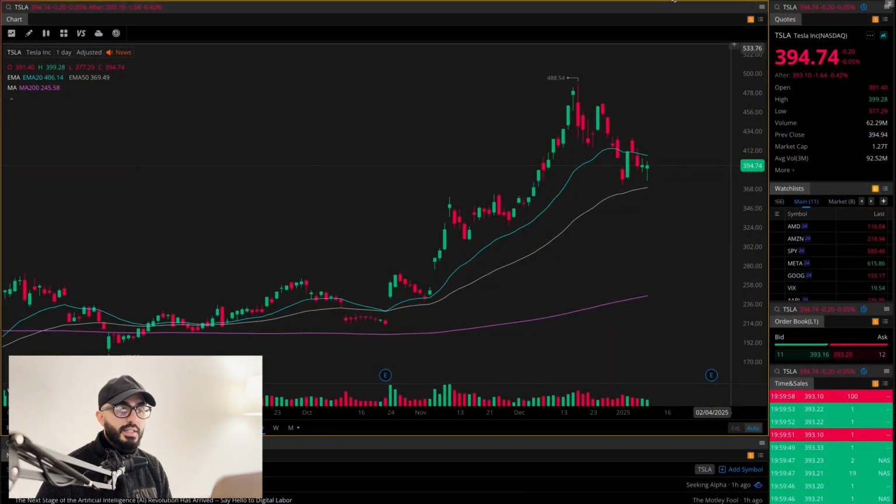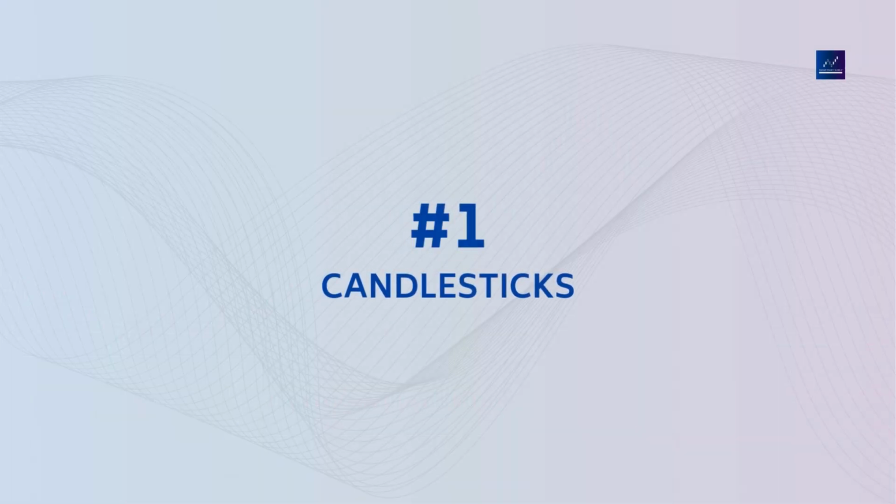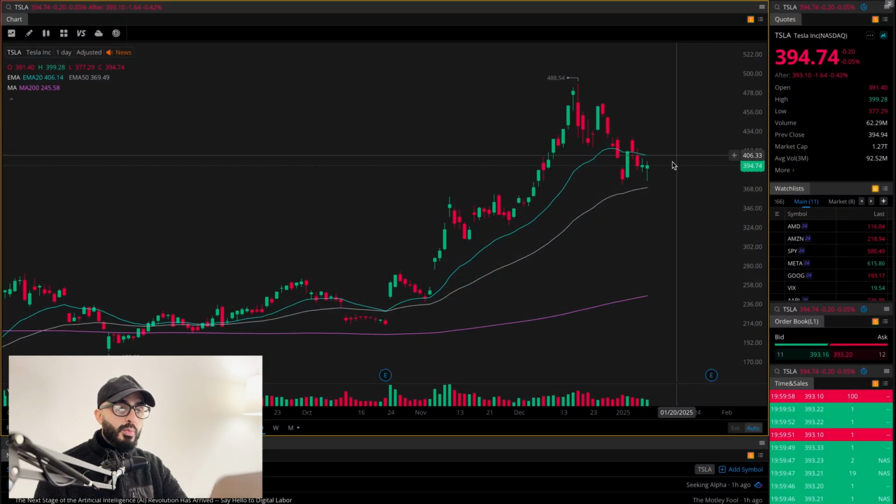The first obviously are candlesticks. I think that this forms the basis of all technical analysis. Candlesticks showcase to you where price is moving. So if a candlestick opens at a specific level, closes at a specific level, or if it moves above or below specific levels, candlesticks are essential because they showcase to you buying behavior and how you're able to make a decision on which price to get in at and which price to exit.